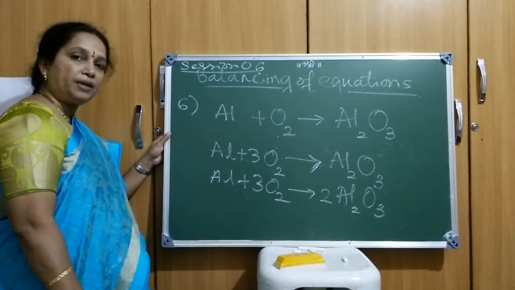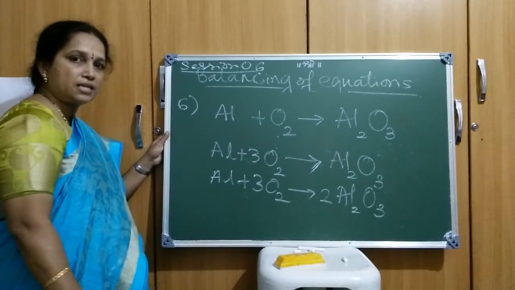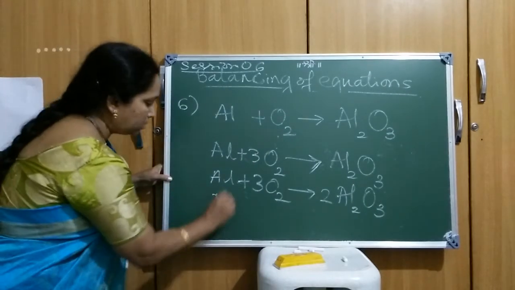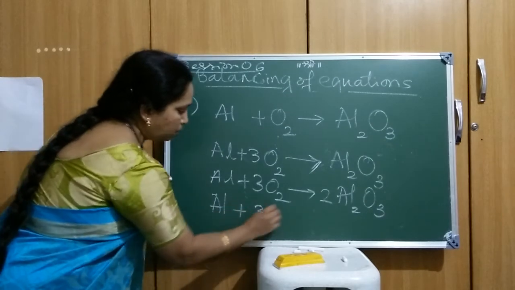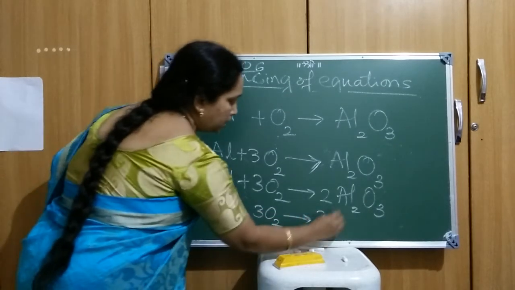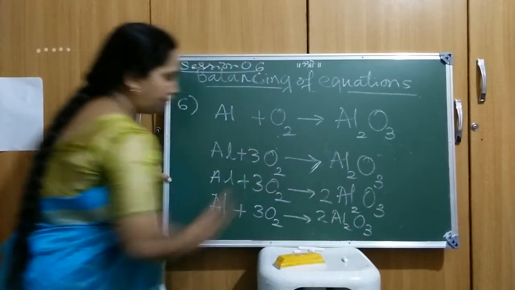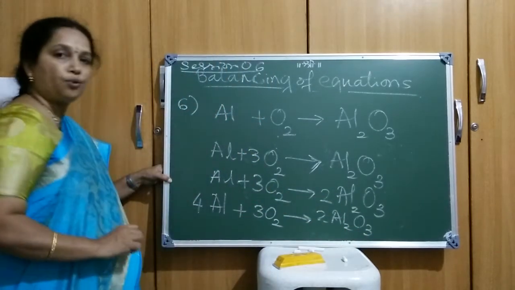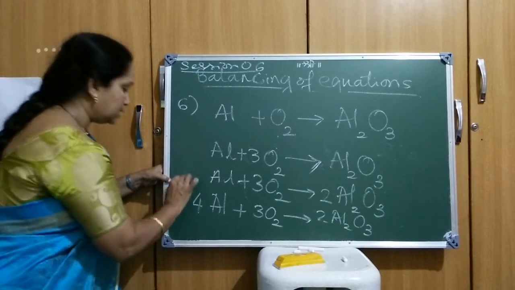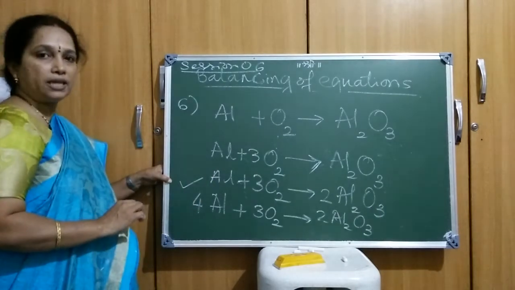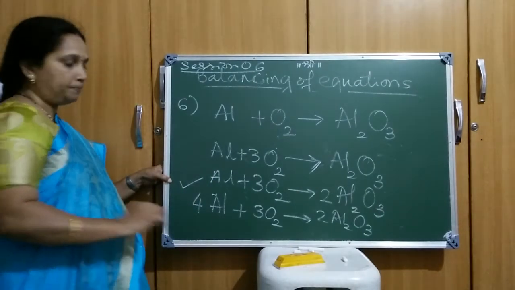What about the aluminium? So aluminium I am supposed to balance now. Right. So in the next step I'll write the same equation: 3O2 gives 2Al2O3. So 2 2s are 4, I'll write down here 4. I hope it is clear. So this is the required balanced equation. Okay children.